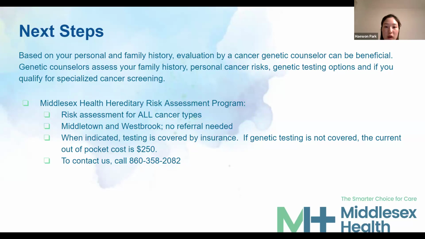So on this slide, we included a little bit of information about our program. So we provide risk assessment for all cancer types. We have 2 locations, one in Middletown, one in Westbrook. We do take self-referrals. And when genetic testing is indicated, it's generally covered by insurance. But if it's not covered, then current out-of-pocket cost is about $250. And you can contact us at the number provided.